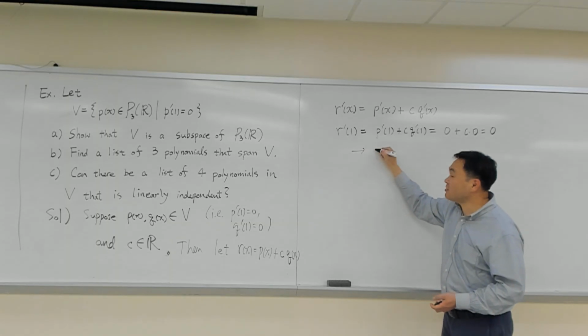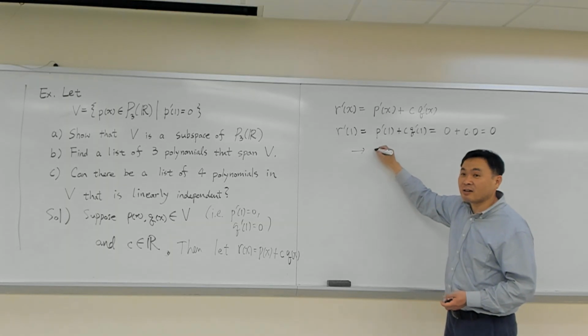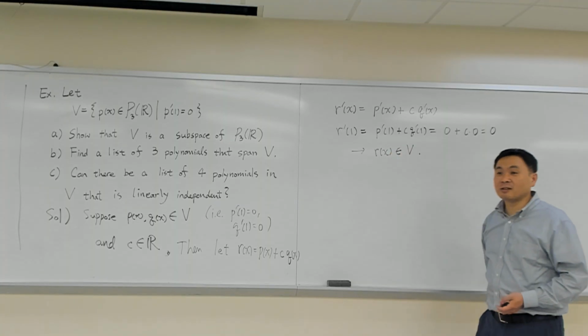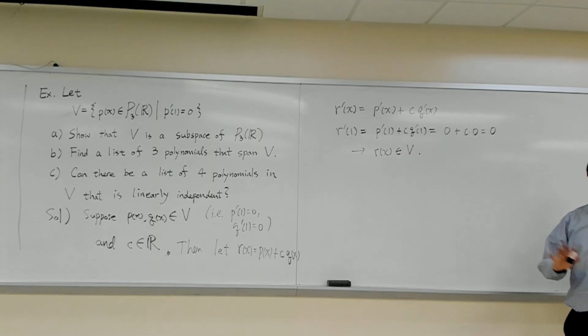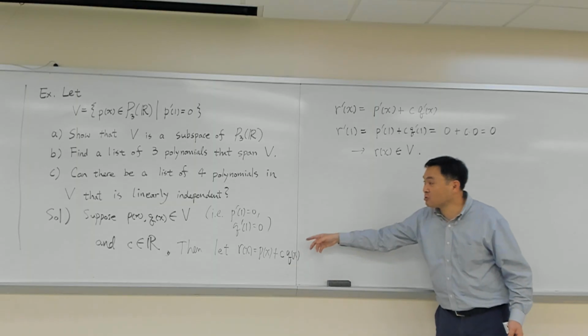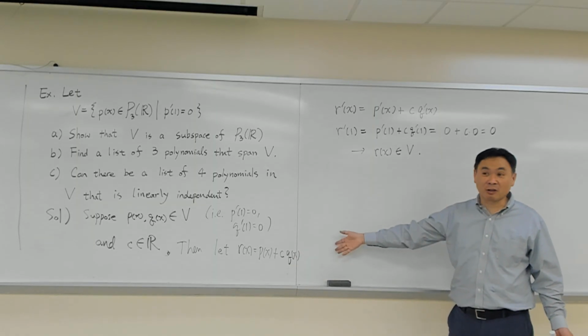This implies that R of X is in V. Okay? And then we're done. Okay, so just showing this belonging to V shows that it's a subspace.